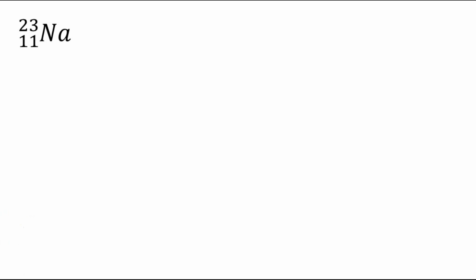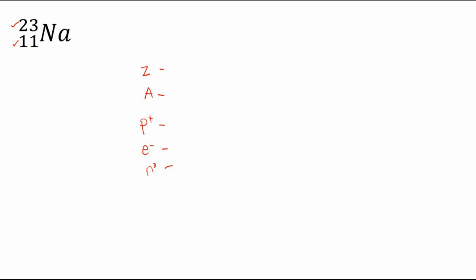Sodium is represented by the symbol Na. As you can see on your screen, you have two scripts, 23 and 11. The task that we have to accomplish is to identify the five necessary numbers for this element notation. So you have Z, A, P plus, E negative, and N0. Let's recall the meaning of these symbols. Z is for atomic number, A is for mass number, P plus is for protons, E negative is for electrons, and N0 is for neutrons.